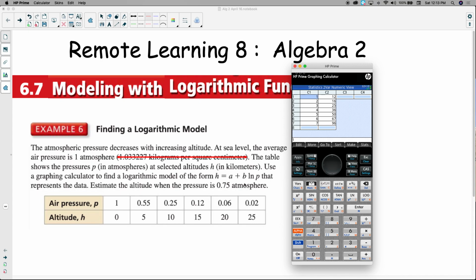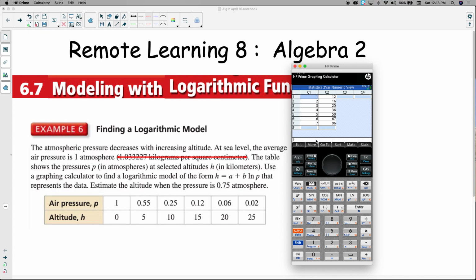So if we look at this function, a and b are constants. They're not part of the table, right? P and h are our variables. P is the input, h is the output. So while the table shows these pressures at various altitudes, the way the formula is going to work is you're going to put in the air pressure, and then it's going to compute and tell us the altitude. All right, so input, output.